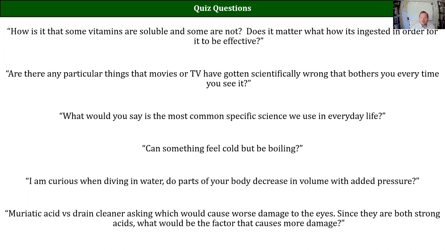This next one, I had to answer because it bothers me so much. And it's not actually movies and TV. Movies and TV, I recognize, okay, I'm watching a TV show. I'm going to suspend my science thinking for the most part and recognize they're going to take certain liberties for the sake of making better entertainment. I'm okay with that. Sometimes it bothers me, but generally I'm fine with it. What really bothers me is advertising.